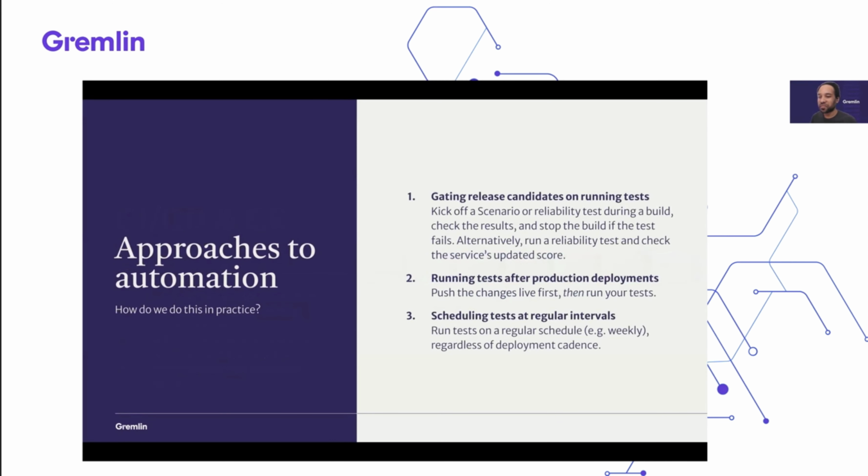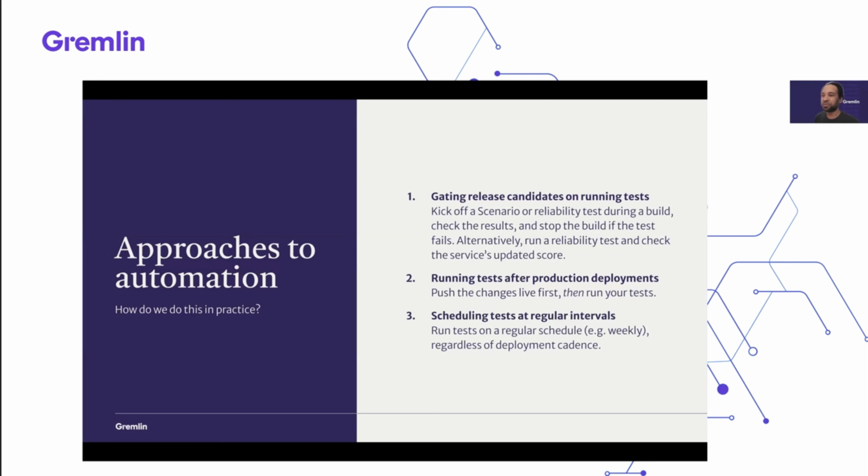So I want to cover a few ways that this can work in practice. These approaches aren't mutually exclusive necessarily, but they just apply chaos engineering and reliability testing in a couple different ways. First is a bit about what you saw on the last slide, what we call gating releases on the outcome of a test. This is where, let's say you have a step in your CI/CD pipeline that sends an API request to Gremlin to kick off a scenario or a reliability test.